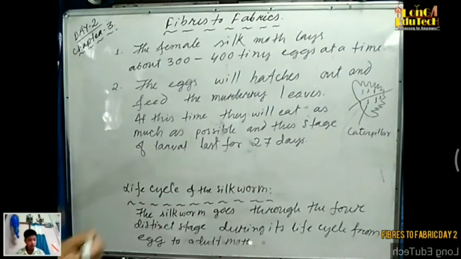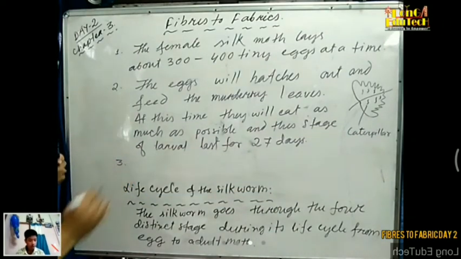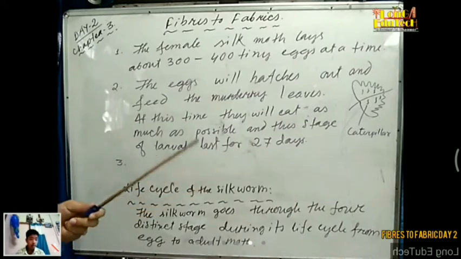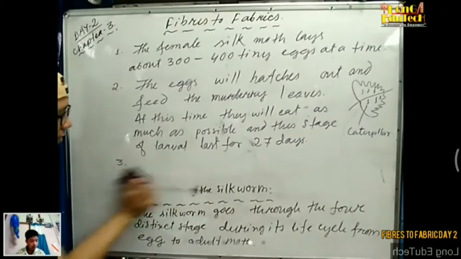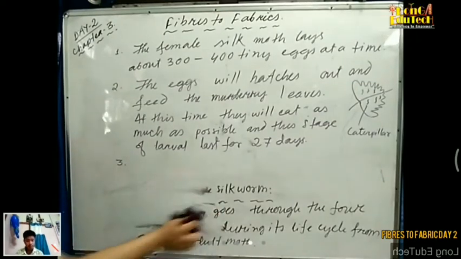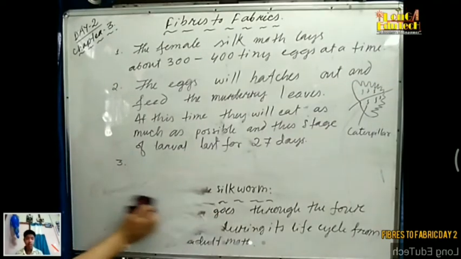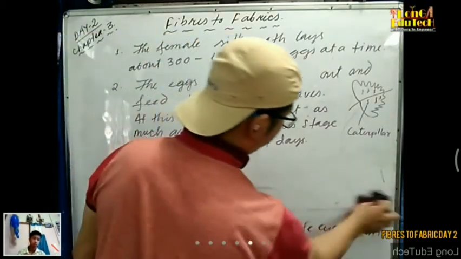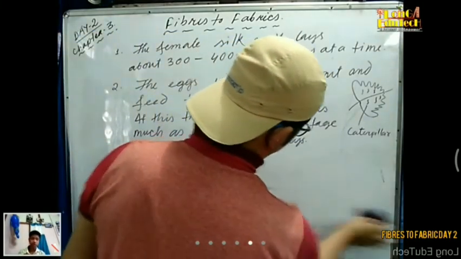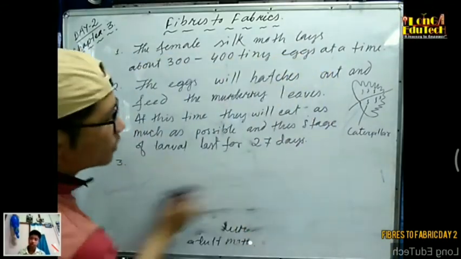In number three, what will come here? The larvae will start secreting proteins. This is the fiber, that means this is the silk fiber. So they will start secreting at this stage.